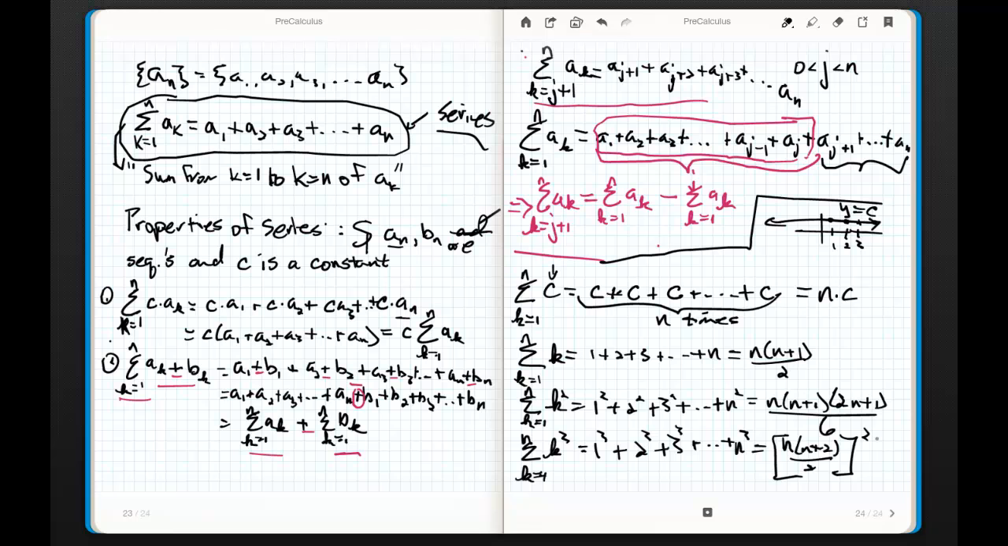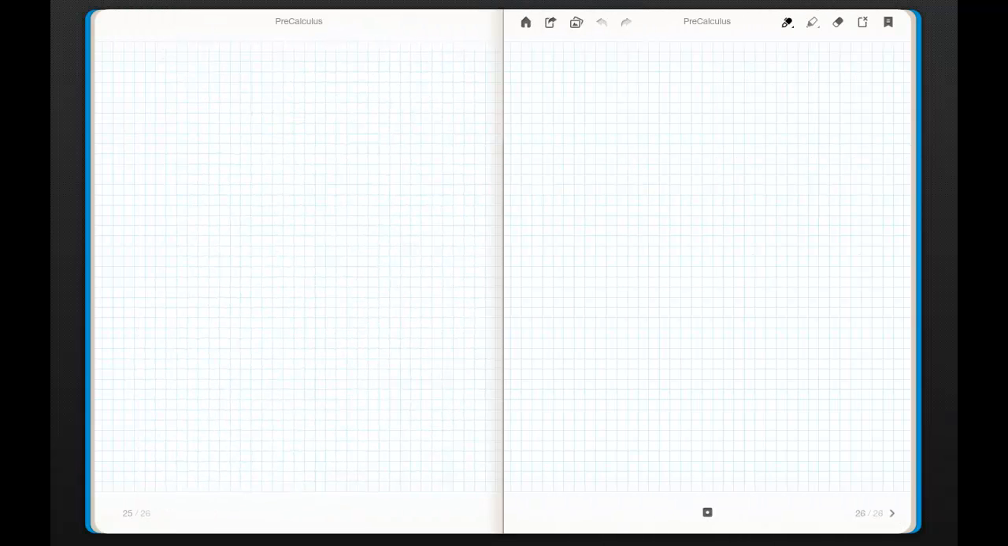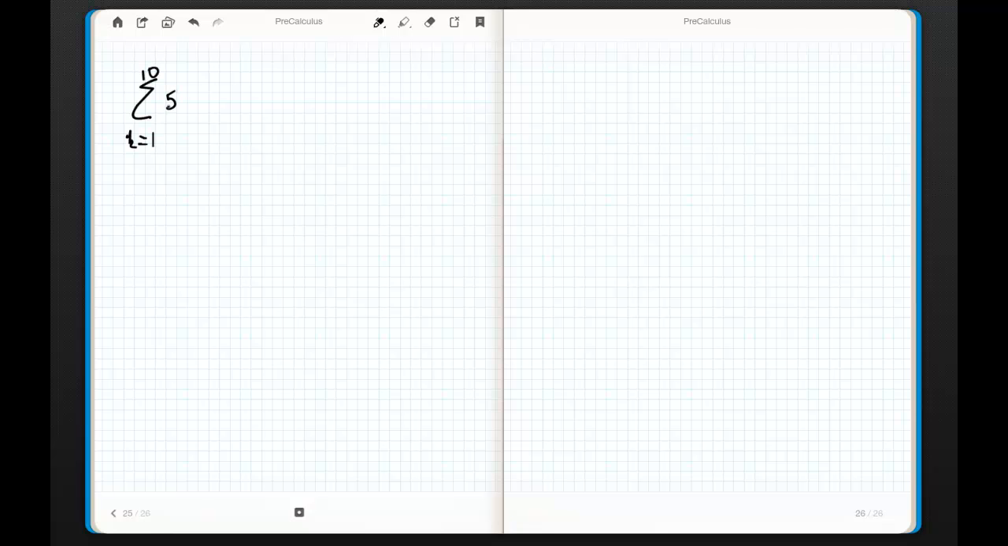All right, so that's it. You've got enough information to play around with sequences, have a little fun with them. Let me do one quick example, just because I love to annoy you guys. Let's do the sum as k goes from 1 to 10 of 5k plus k squared.